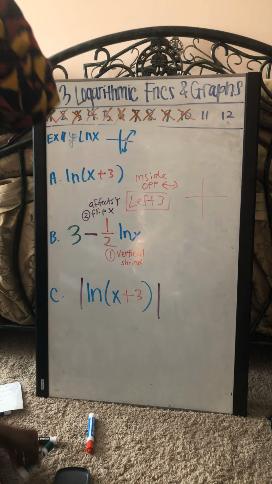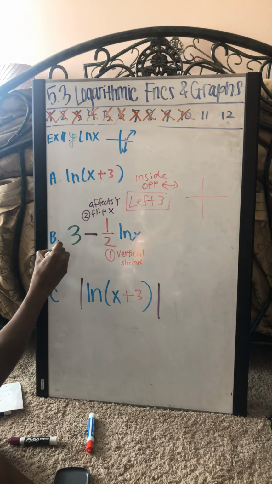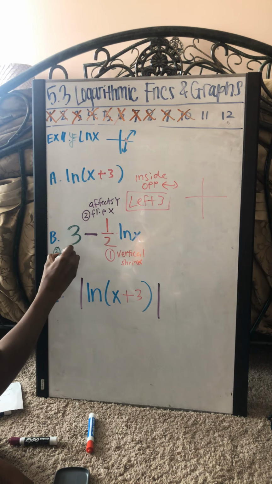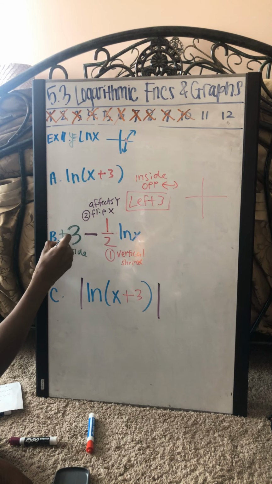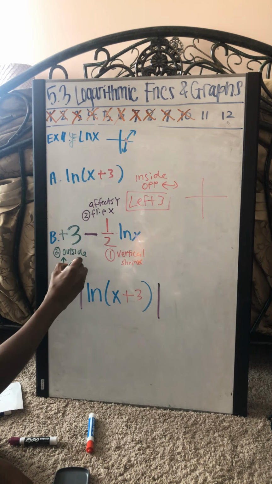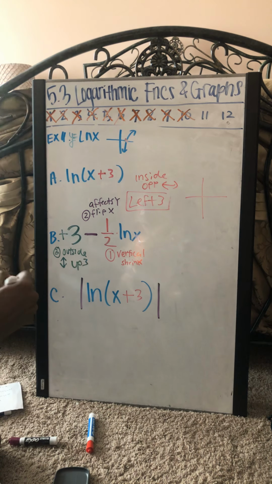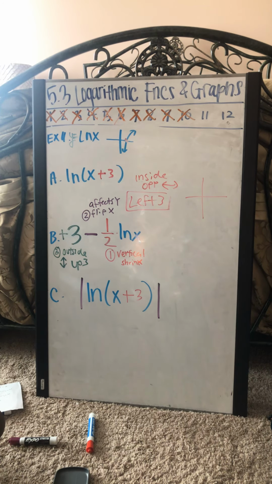Okay? And then last we have this 3. This 3 is on the outside. Don't be confused by this negative. This is a positive 3. So this is going up and down. So that means we're going up 3. Okay? So now let's look what that looks like on a graph.